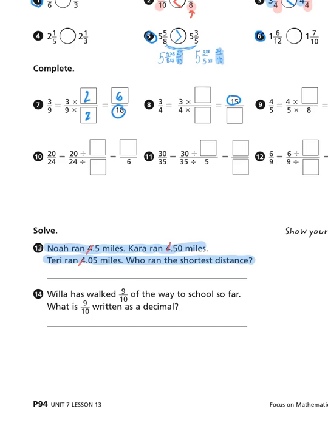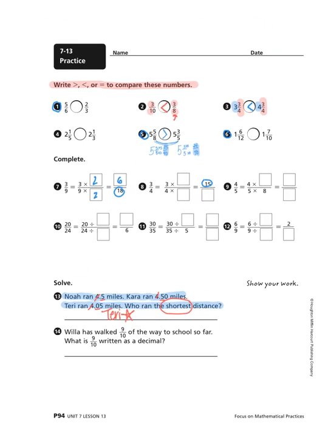Now let's look at the tenths. We've got 5, 5, and 0. Hey, 0 is smaller. That's the shortest distance. So Terry ran the shortest distance. Okay? That's kind of what your homework is going to be looking like tonight. Enjoy!